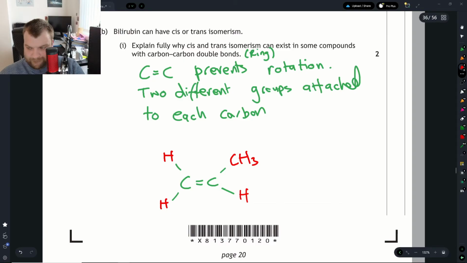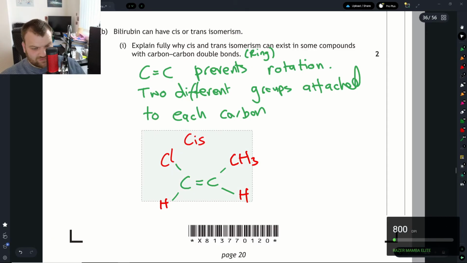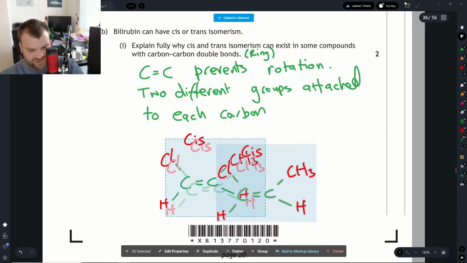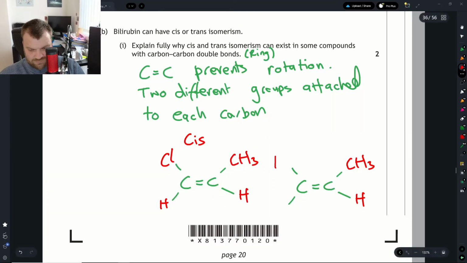something like this, let's say we had a chlorine here, these are both on the same side of the carbon-to-carbon double bond, so that would be our cis version of this chemical. And if you were to swap those two around, this now becomes your trans version of that chemical.